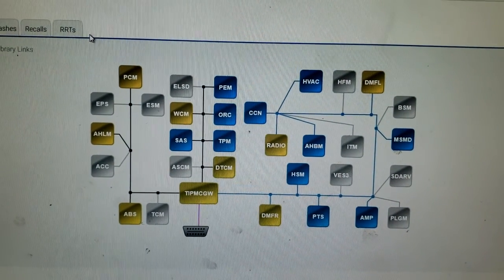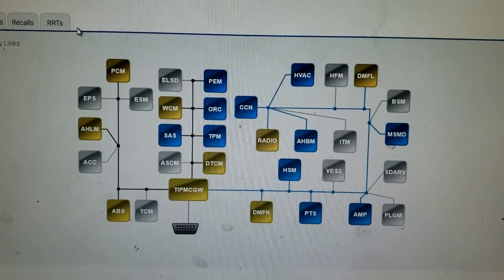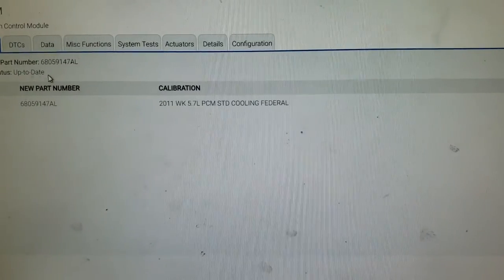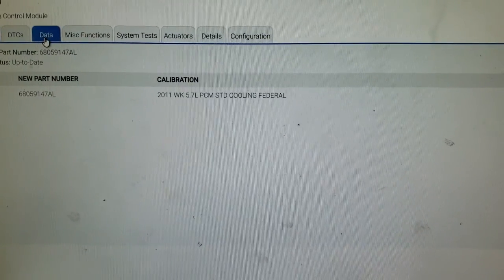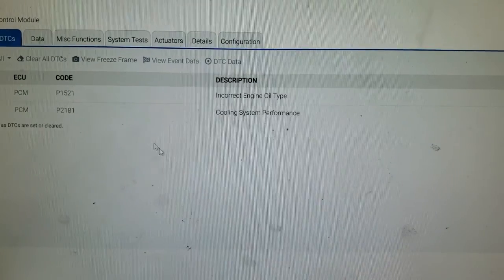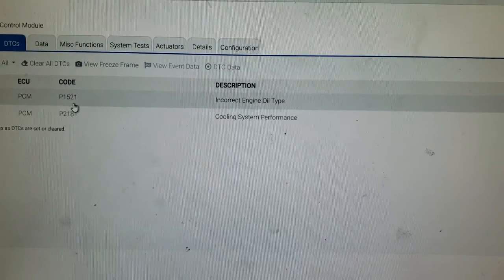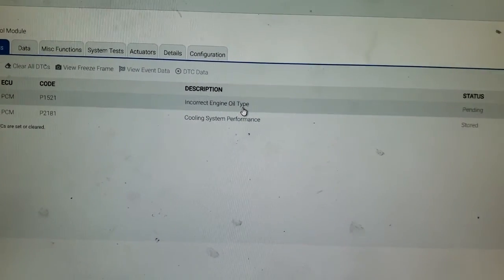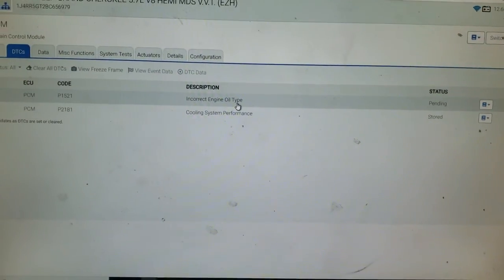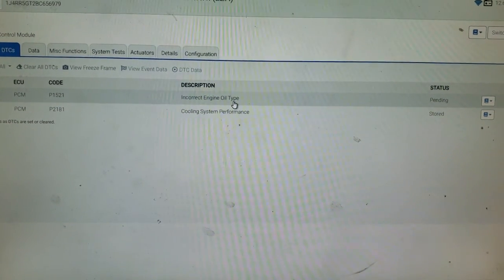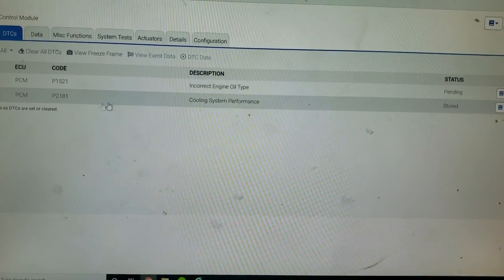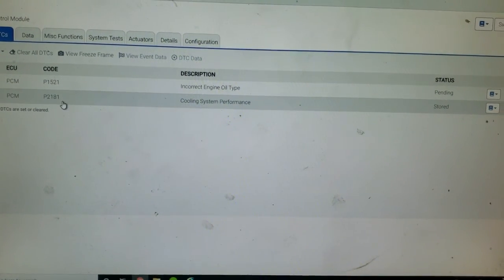Whoa, all those yellow boxes indicate trouble codes in the computer, guys. But the one we are interested in happens to be the PCM. All right, so let's go on the PCM, let's go on the DTC, and what we will find is two codes. All right, P1521 stands for incorrect engine oil type. Yes, guys, the computer has a way to monitor if you install the wrong, incorrect weight of oil. All right, now I want to assume the light is on because of this code, P2181.